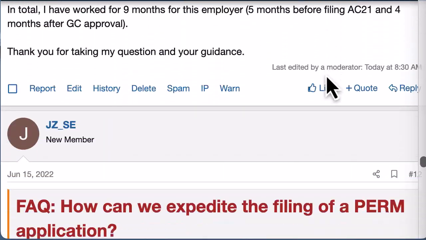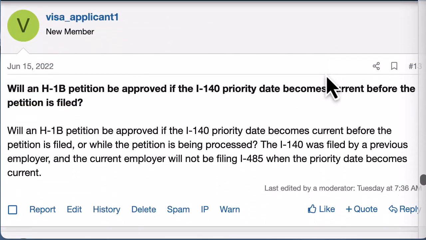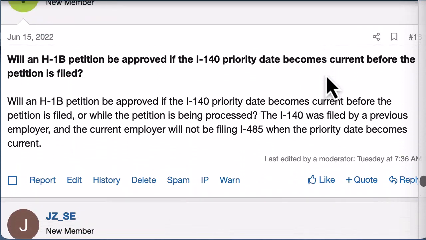Okay, so we answered this question, this one. Will an H-1B petition be approved if the I-140 date becomes current before the petition is filed? So here is the problem. They will not approve an H-1B if the priority date is current and you have not yet filed a 485.